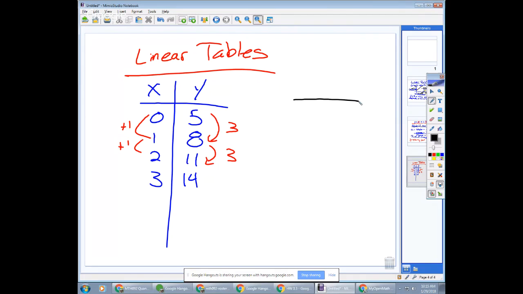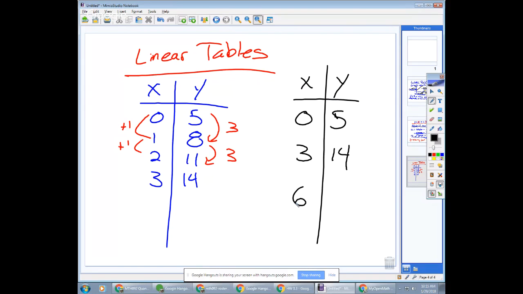So for example, suppose we had the following table: 0, 5, 3, 14, 6, 23.